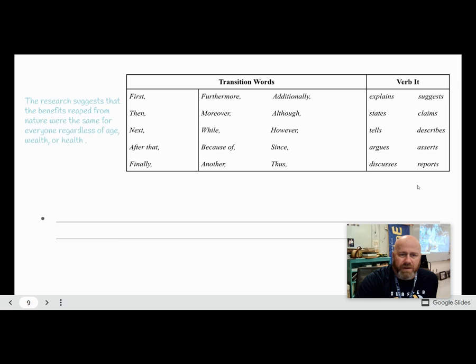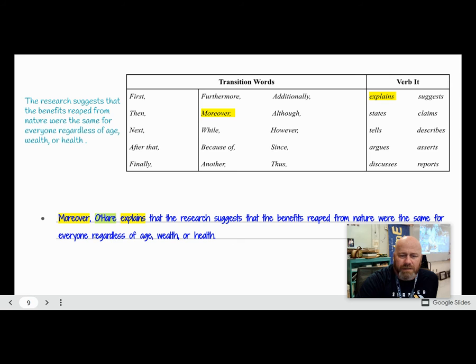Okay, so let's keep going. Here is another example of some supporting evidence that they pulled. So let's see how this person put this into a sentence. Okay, looks like they're highlighting moreover and explains. All right, so moreover, O'Hare, there we just used the author's last name, explains that research suggests that the benefits reaped from nature were the same for everyone, regardless of age, wealth, or health. Okay, we picked a transition word, we referred to the author, we verbed it, and then we put that essential supporting information into a sentence.